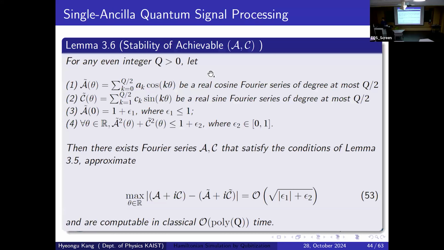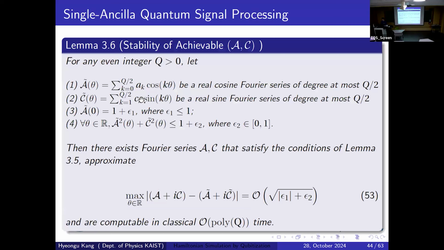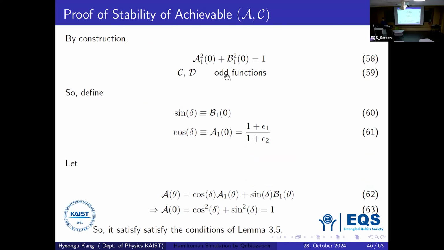So we just do the rescaling, and from another reference, it is kind of top mathematics. So we can find the following real Fourier series, and that gives this equation. And remember that A and C, A are expressed in terms of cosine, and C and D are both functions, so we can get this one.